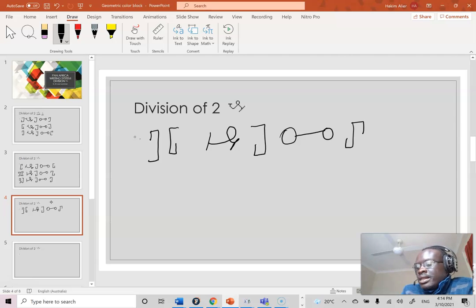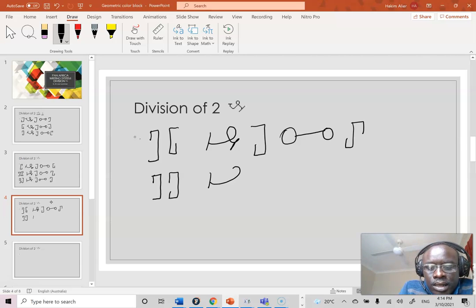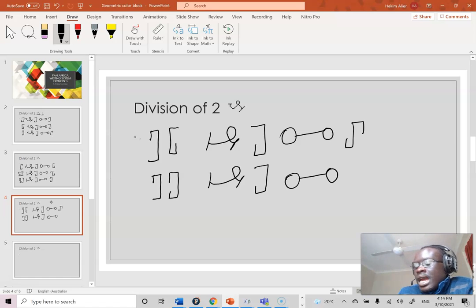So now we are writing 16. So 16 is this, like that, and number 6 is this way, like this. So that is 16. So 16, and you divide it by 2, and that will give you what? So 16 divided by 2 will give you 8, and 8 is this way, like that. That's number 8. So 16 divided by 2 will give you 8, yeah?